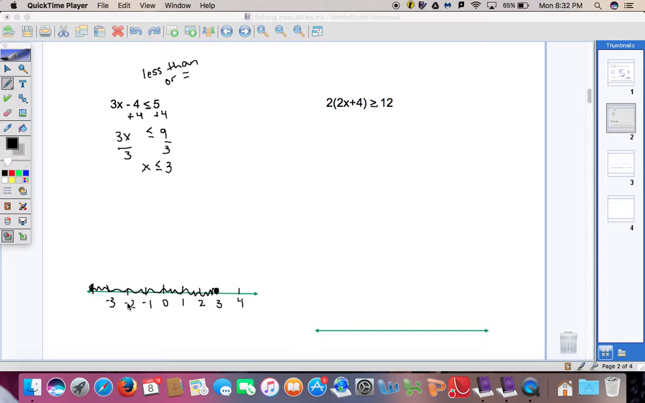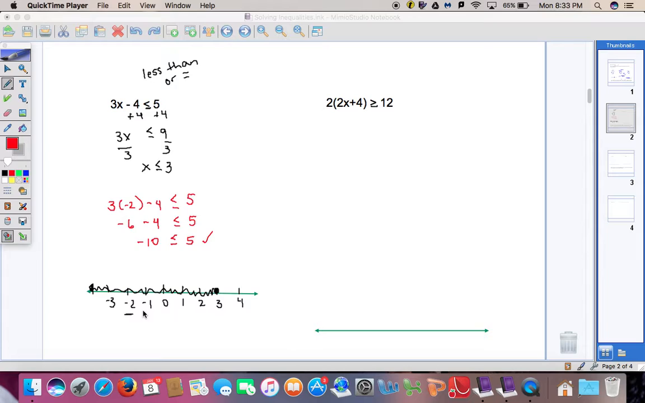And I can prove this. Let's pick a -2, and let's show that this works with -2. If I want to check my solution, I can say 3 times -2 minus 4, and is that less than or equal to 5? Well, 3 times -2 is -6. So is -6 minus 4 less than or equal to 5? Well, -6 minus 4 is -10, and -10 is indeed less than 5, so that's true. So this would be a true graph.